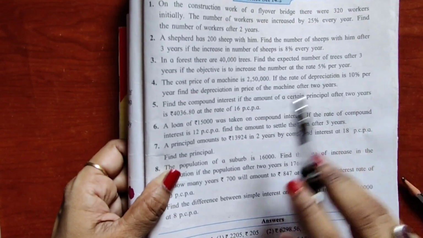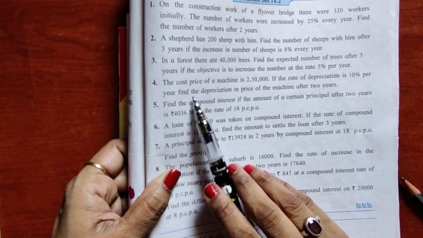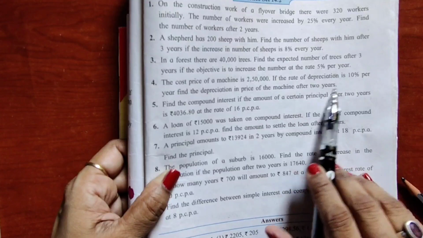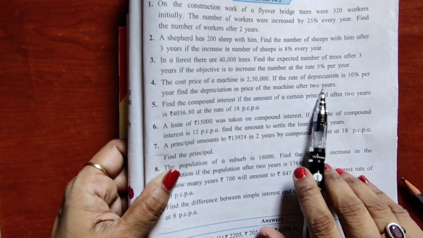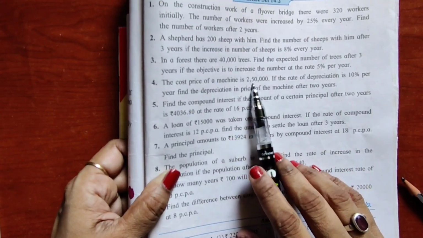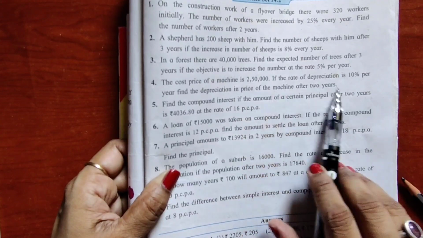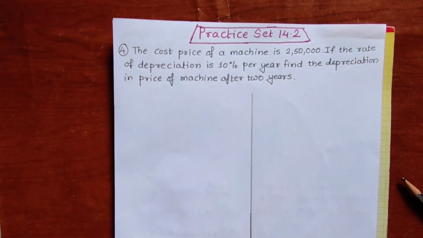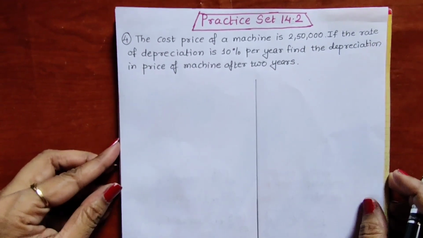So minus 10%. Here find the depreciation in price of machine after 2 years. After 2 years we have to find the depreciation. So number of years are 2. Value of P is given 2,50,000 and rate is in the negative, minus 10. So write the values here in the beginning of this solution.